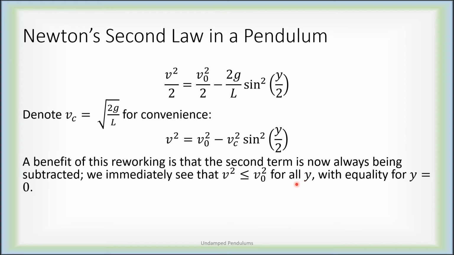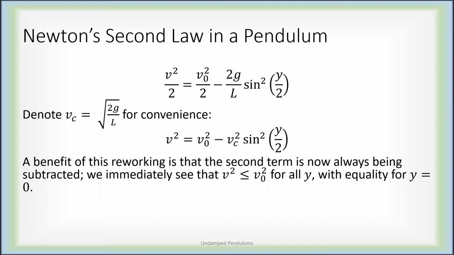Now, how could v squared equal v naught squared? The only way that v squared could equal v naught squared is if sine squared of y over 2 is 0. In other words, if the sine of y over 2 is 0. Now, y represented an angle as our pendulum rotates around. So y is in between 0 and 2 pi. Therefore, y over 2 is between 0 and pi. The only angles at which the sine of y over 2 is going to be 0 is right at y equals 0, or coming all the way back around to y equals 2 pi.